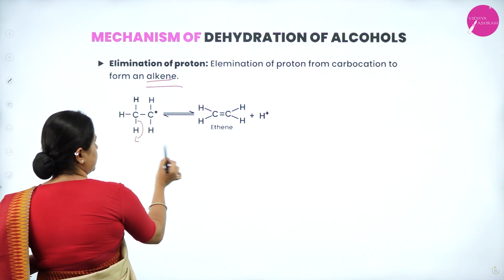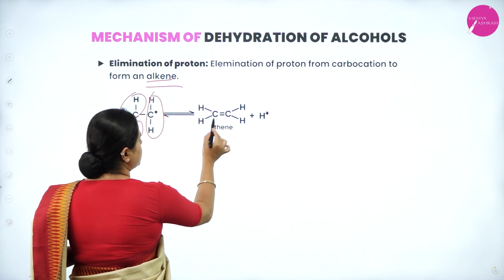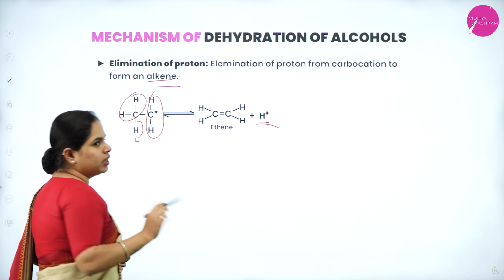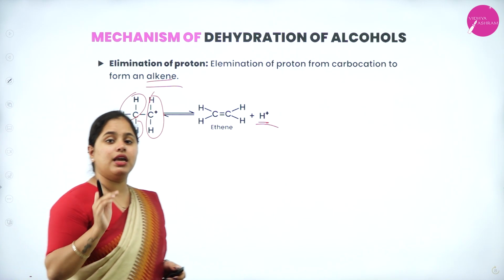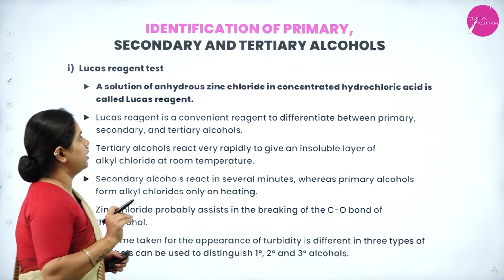CH double bond CH, right? You will have these two CH and these two CH. So CH double bond CH and H plus will be removed. So this is how you are getting an alkene from an alcohol. So this mechanism is also important, right?